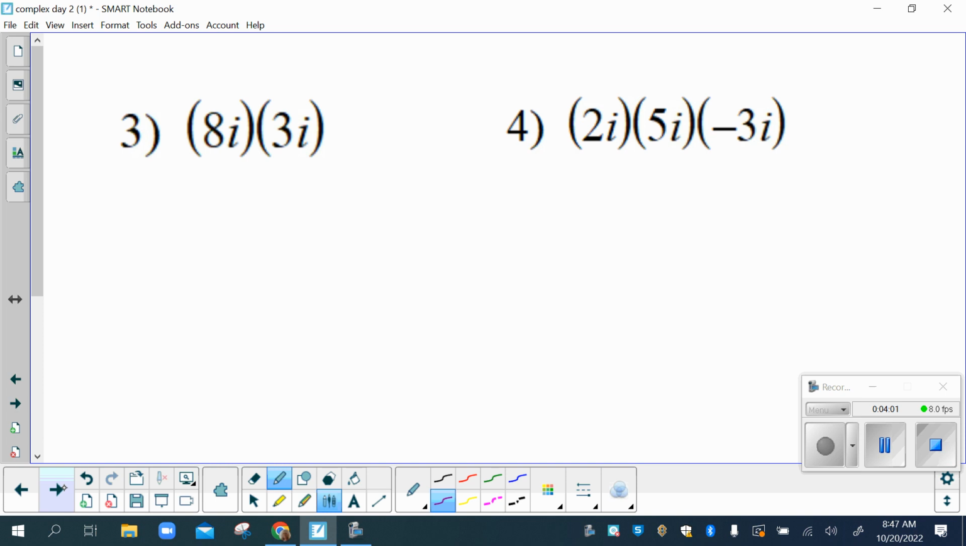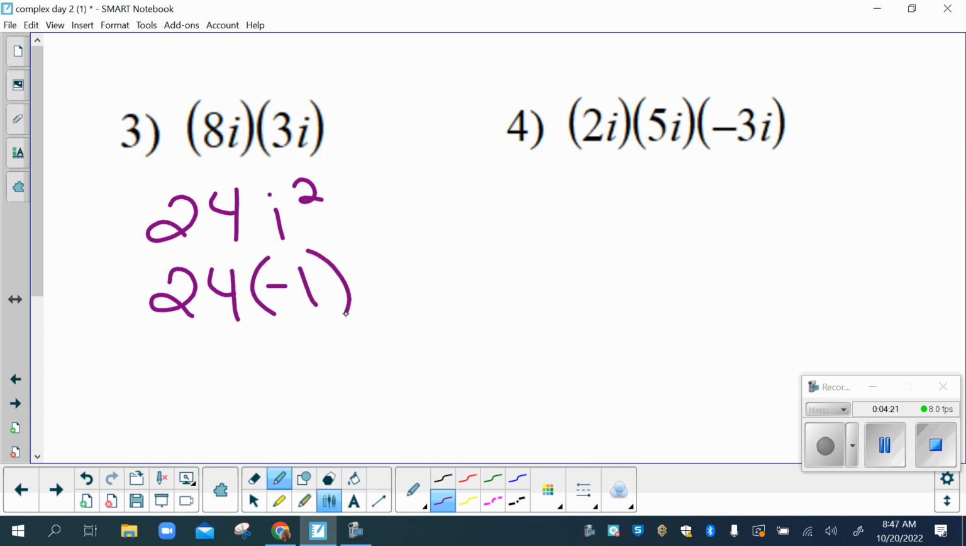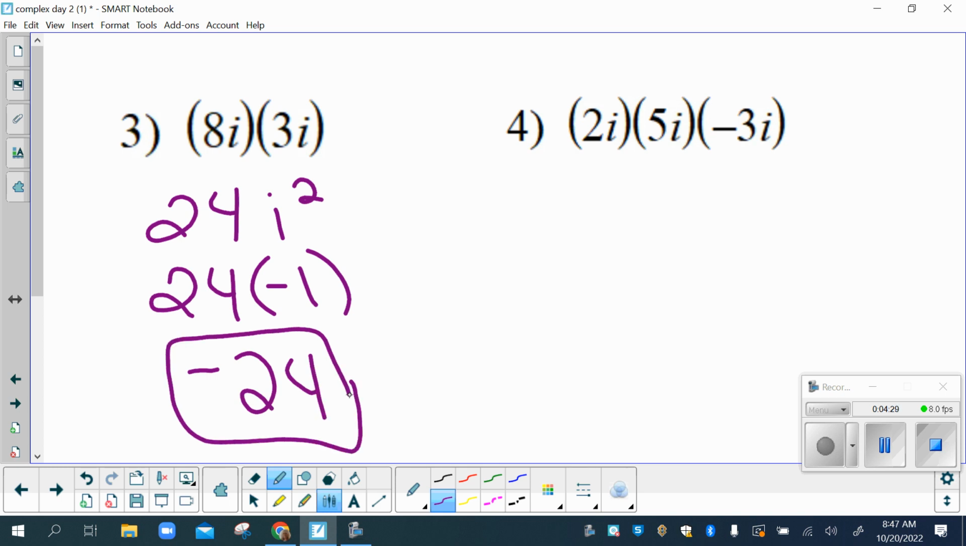Some of you are going to get really quick at this, and that is awesome. So here's what we're going to do. We're going to go 8 and 3, which is 24, and i times i is i squared. But I just told you, i squared, they don't actually cancel, they turn into something new, which is negative 1. And negative 1 just changes everybody's sign. So the actual answer to this problem is negative 24, right? So as you get faster at it, you will start to realize that the whole job of i squared is just to change everyone's sign.